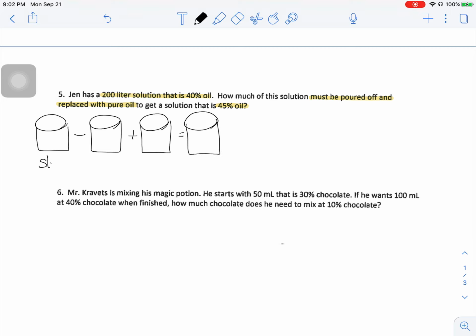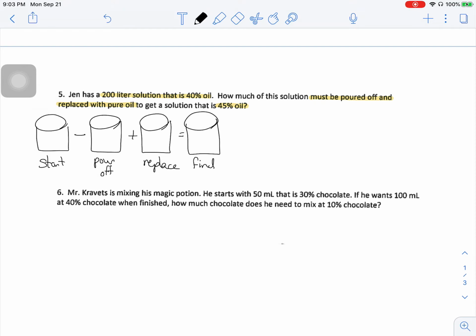So this is your start. This is pour off. This is replace. That's horrible looking. Let me try that again. That's replace. And this is your final creation, your final solution that you're trying to make.